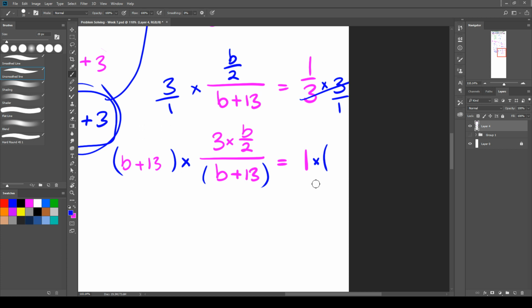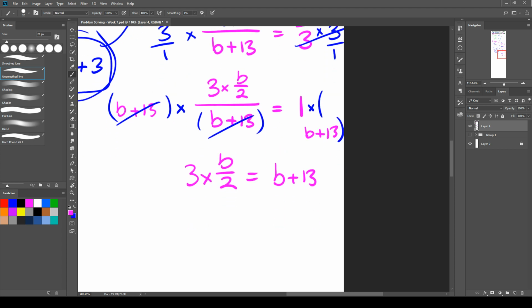I'm out of space over here, so I'm just going to write it down. B plus 13. And then let's see, well, this will cancel out that. So now I'm just left with this divided by 1. So that gives me 3 times B on 2 is equal to 1 times this, because 1 times that gives me B, 1 times positive 13 gives me positive 13.